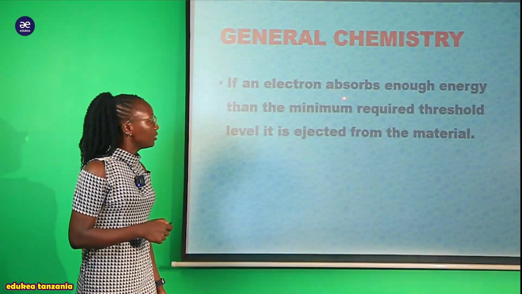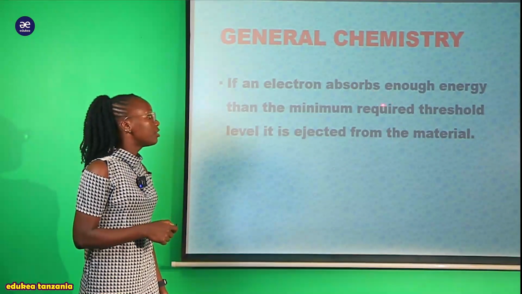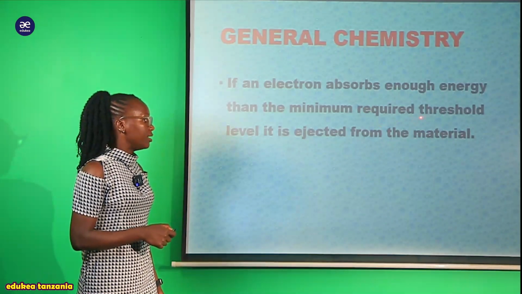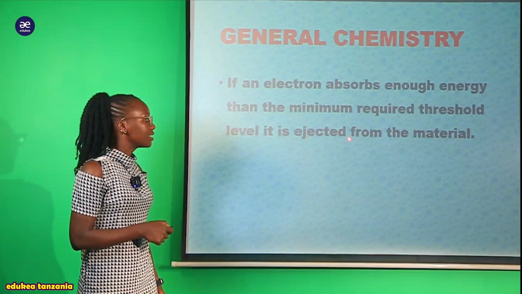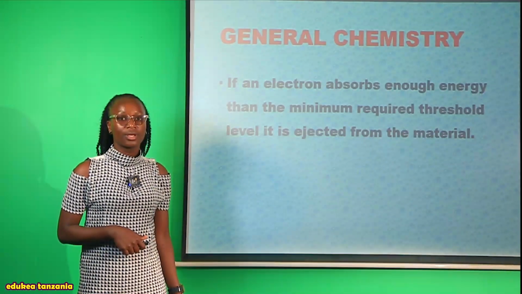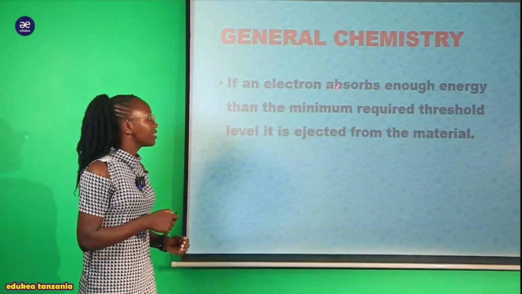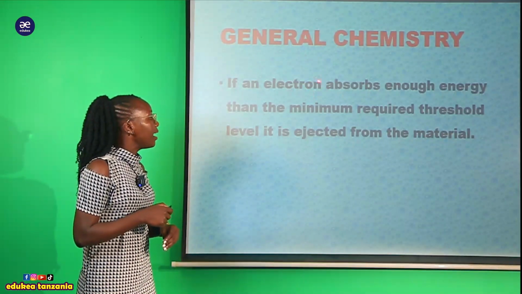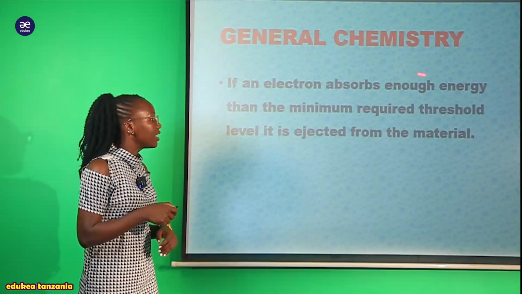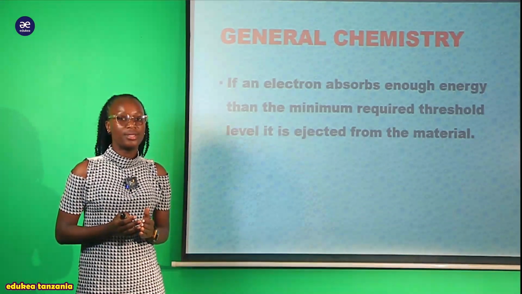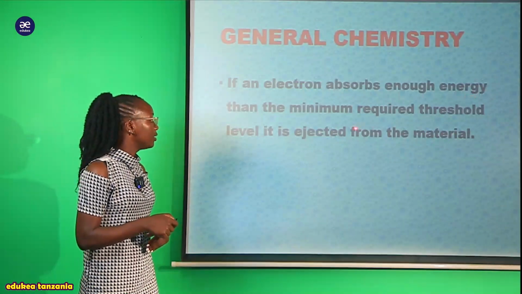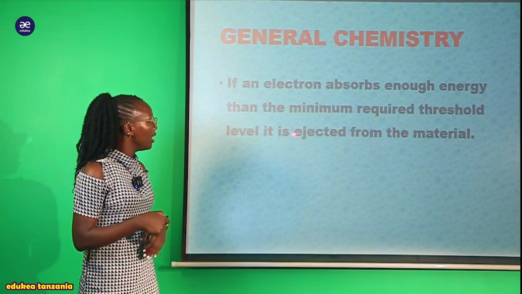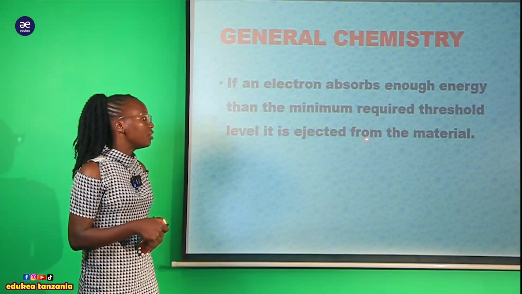So in an electron, if an electron absorbs enough energy than the minimum required threshold level, it is ejected from the material. Sasa kama kutakuwa na this absorption, kama electron absorbs enough energy than the minimum required threshold level, it is ejected from the material.